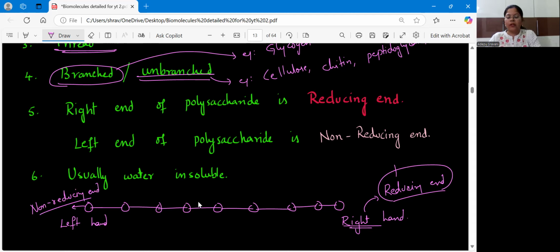So this is very important. In a chain of polysaccharide, the right hand side is reducing. You can remember R with R: right hand reducing, and the opposite, that is left hand, will be your non-reducing. Very important. And the last point, they are usually insoluble. So polysaccharides, like cotton, wood, paper, are not soluble in water. So they are usually insoluble in water.